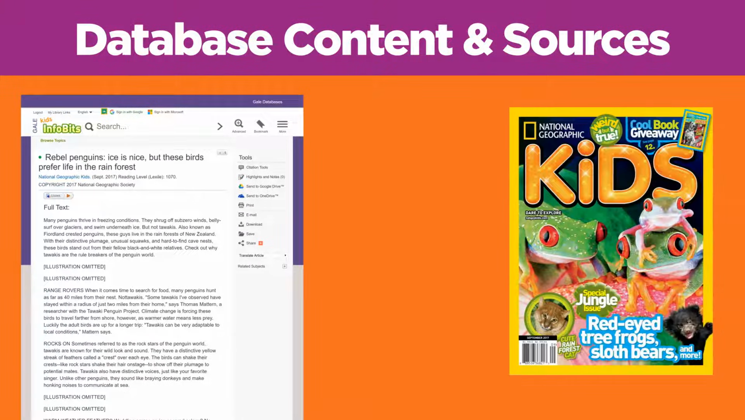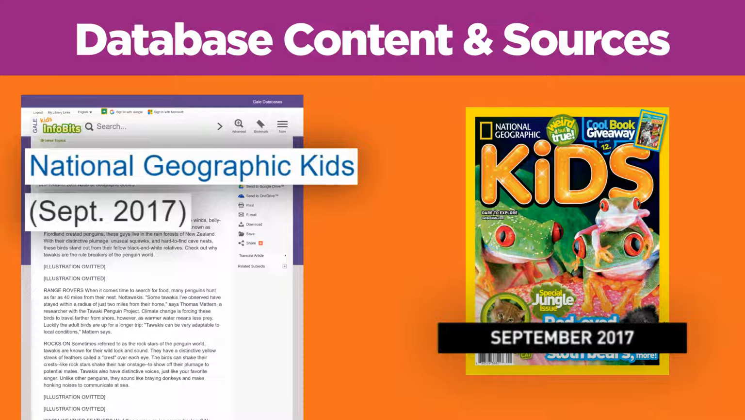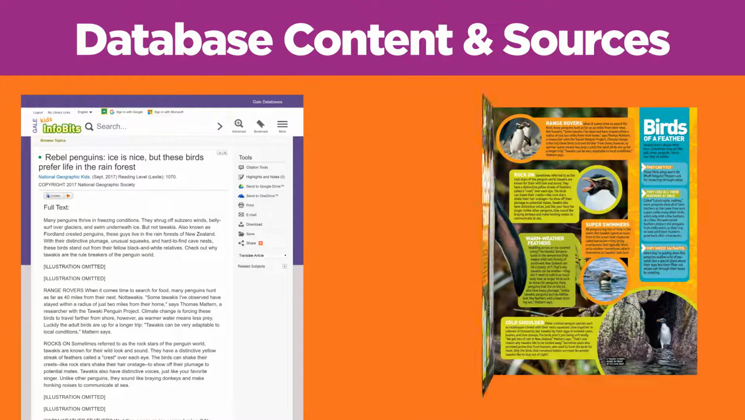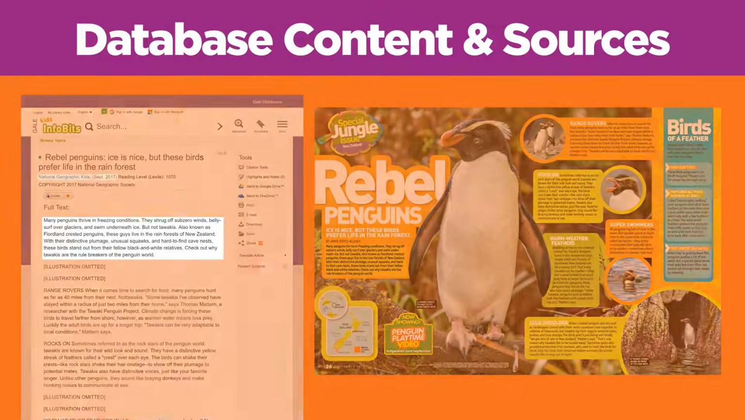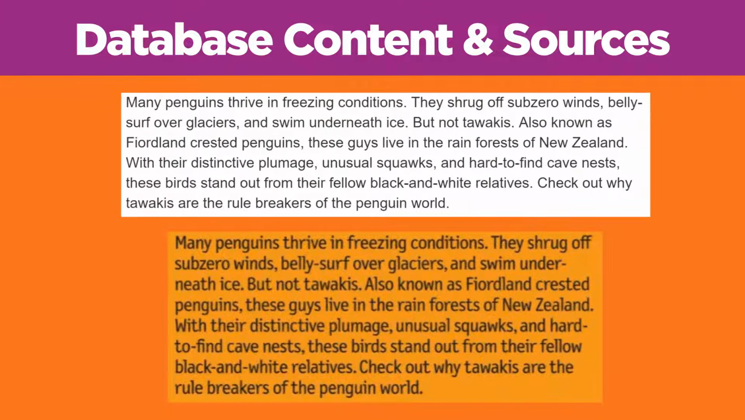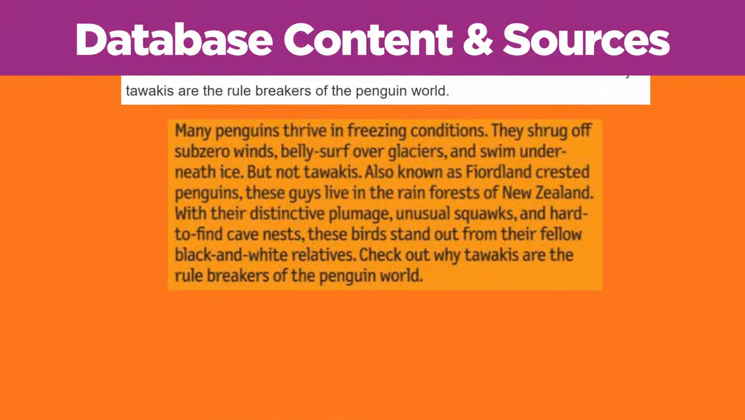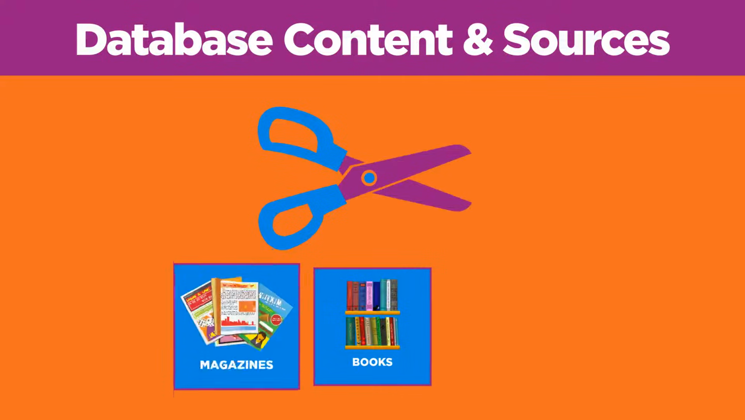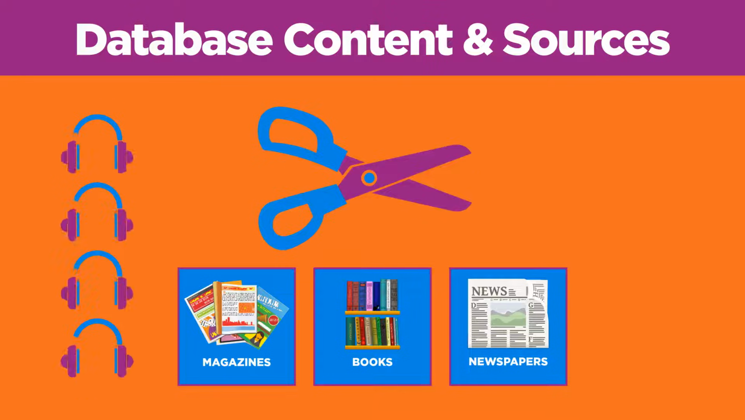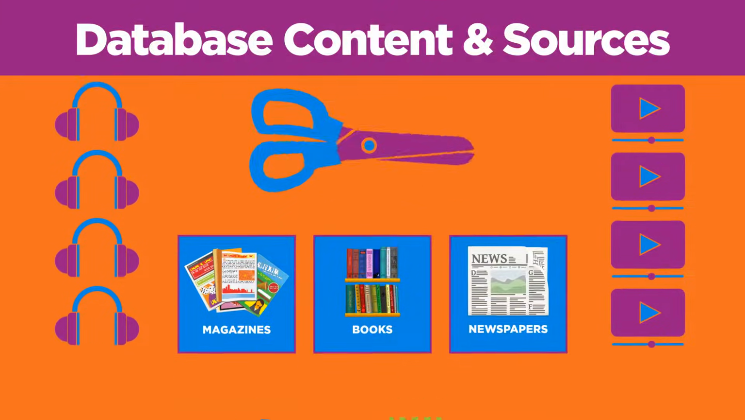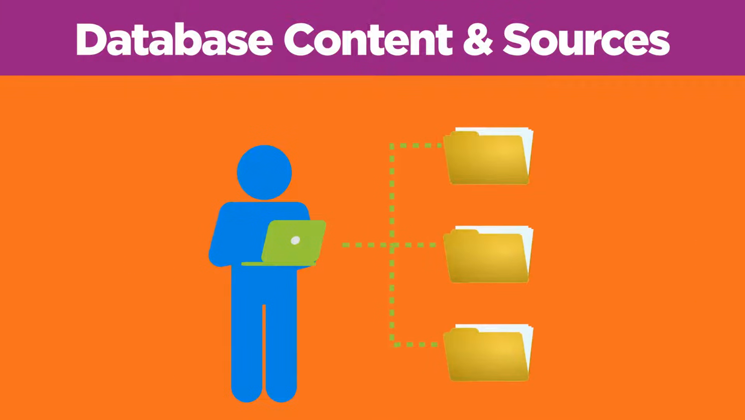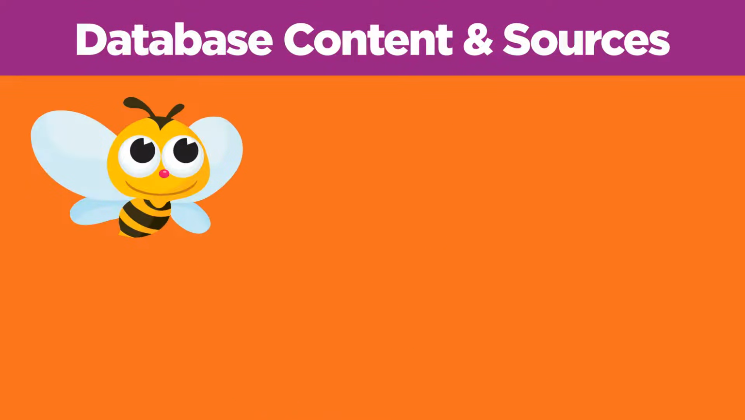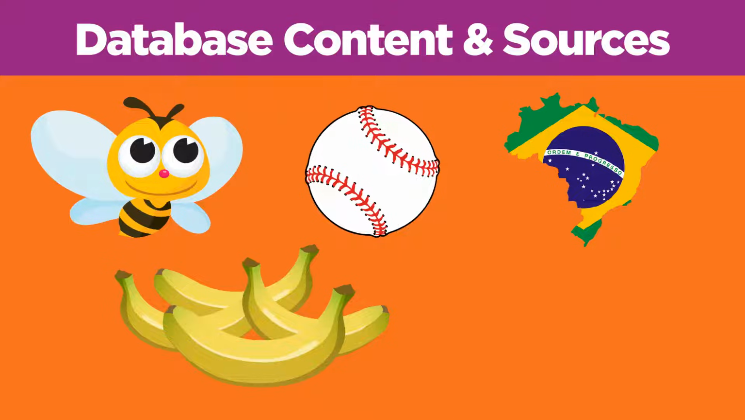This article about penguins is from National Geographic Kids magazine, but we found it in a library database. As you can see, the article in the database is the same as the article in the print magazine. This is also true for newspaper articles. It's as if someone cut out all of the articles from hundreds of books, magazines, and newspapers, gathered audio and video clips, and put everything in digital folders by subject so you can access information about almost any topic. Bees, baseball, Brazil, bananas, bongo drums.